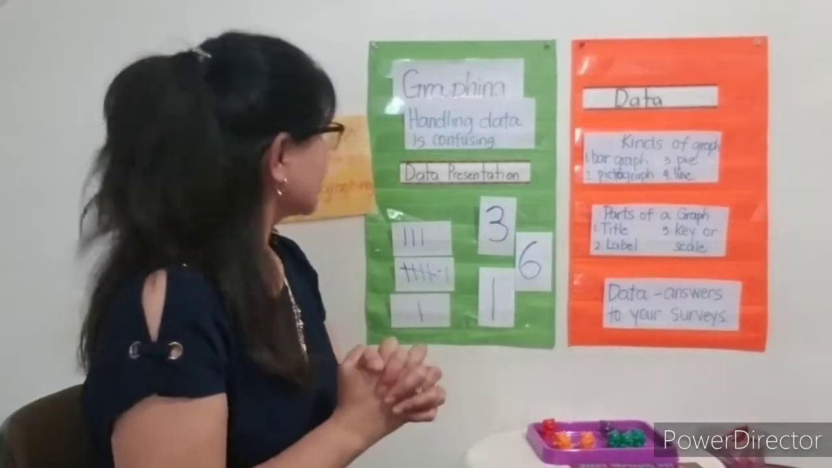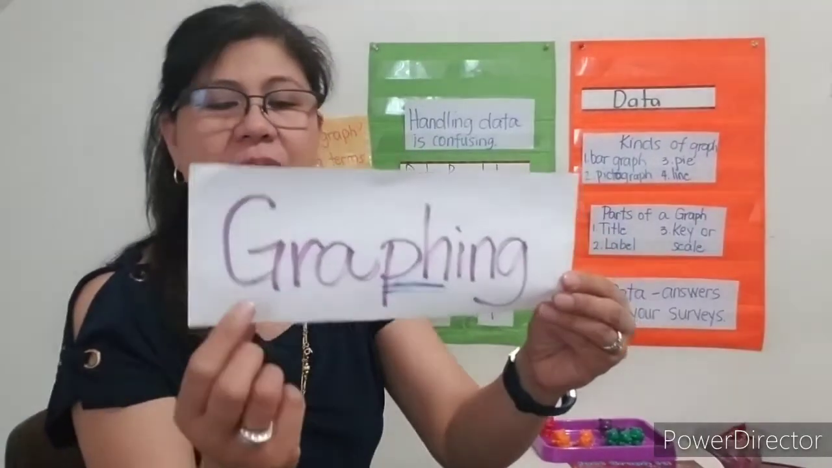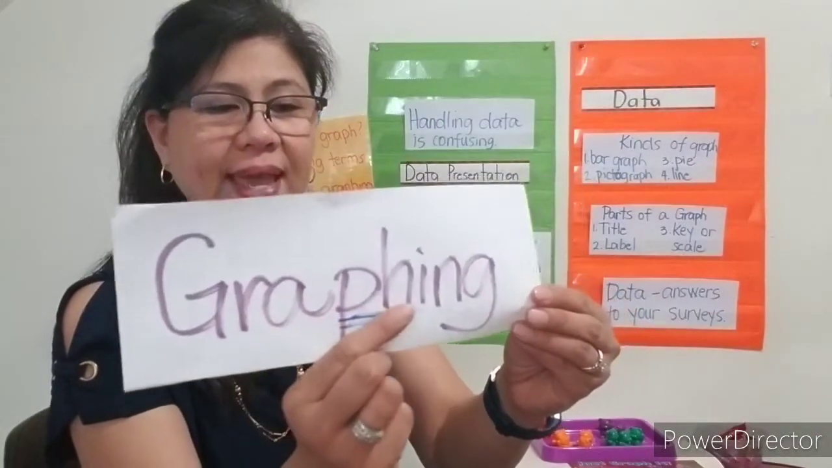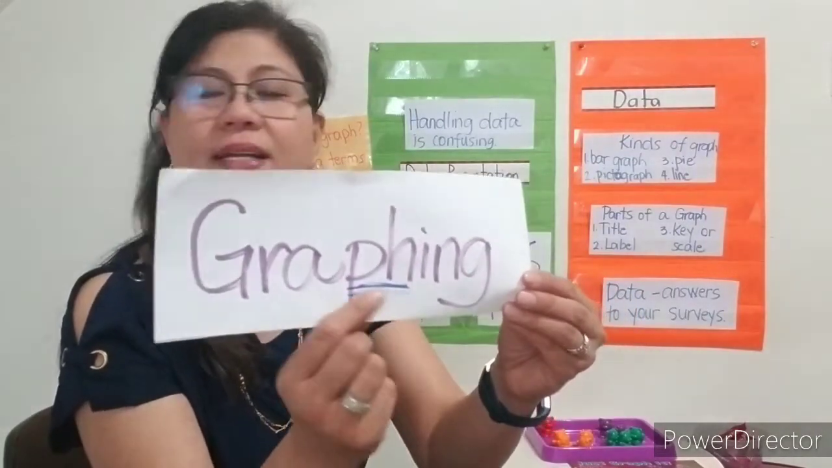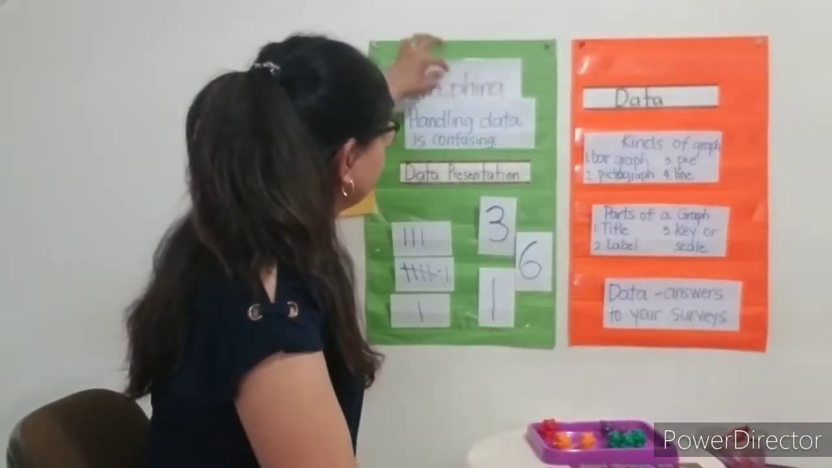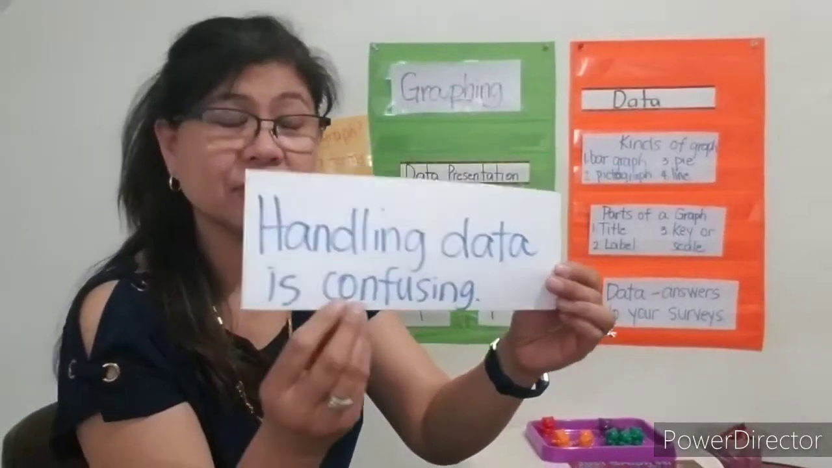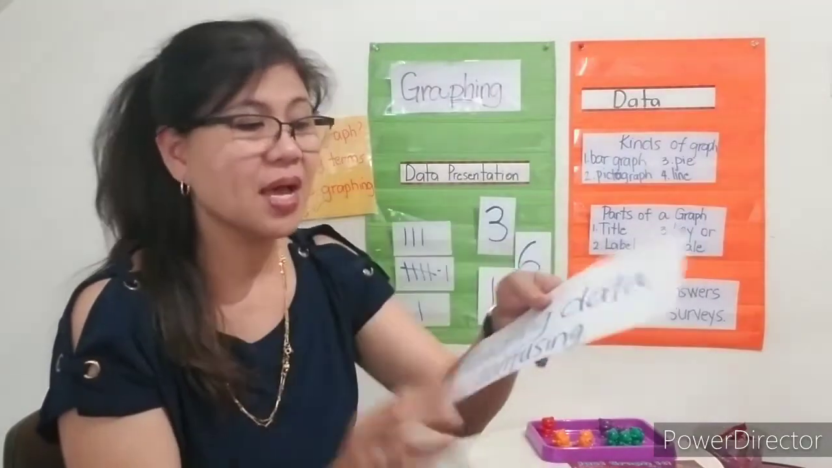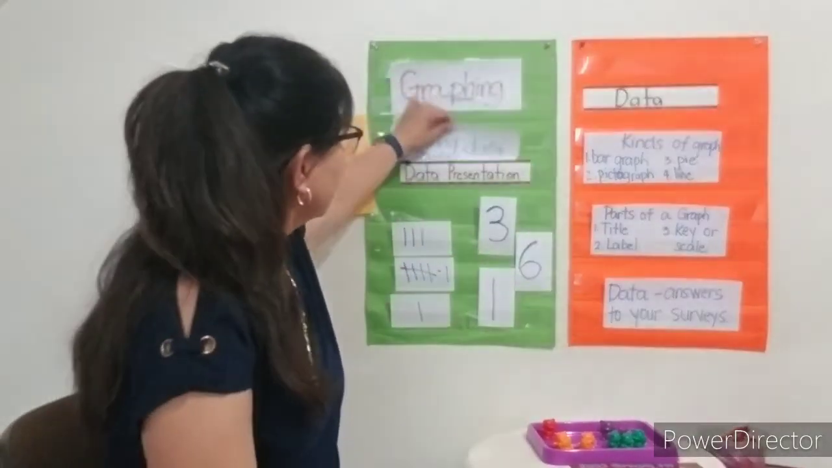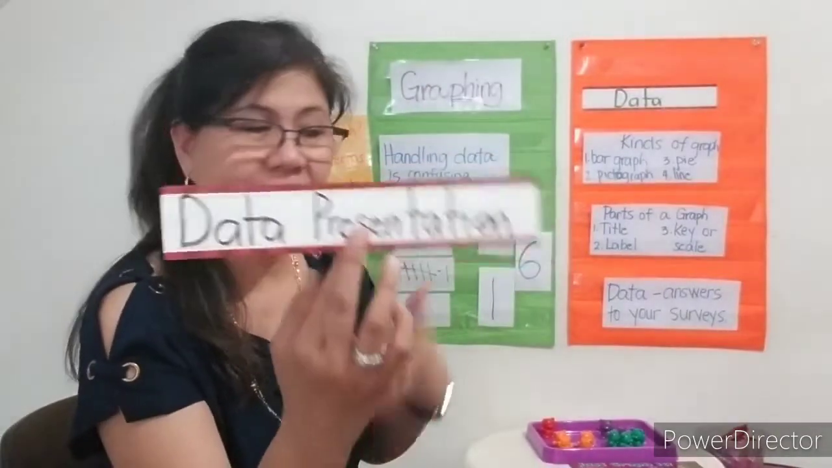So let's go back to the word graphing. The word graphing is a big word. Spell it for me. G-R-A-P-H-I-N-G. And we learned that PH makes the f sound. It's a funny sound, a funny blend, but that's how it is. And we know that handling data could be very confusing, but I'm here to help you make things easier. And how do we present our data through the graph?